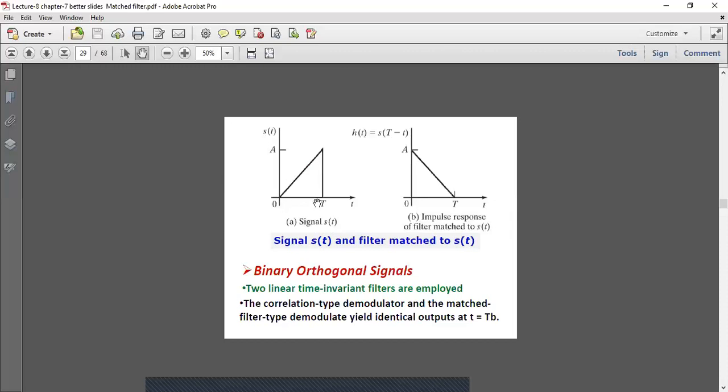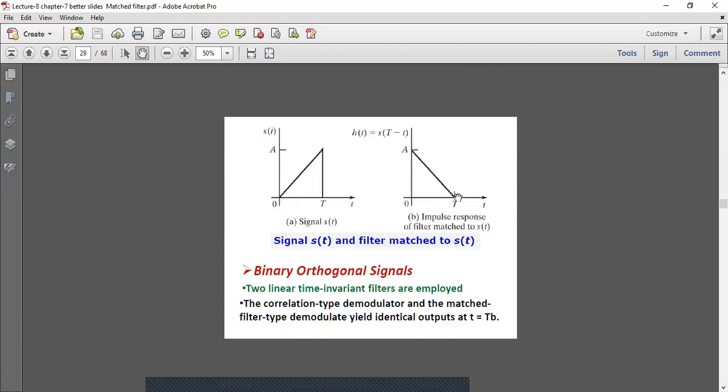Sorry, this signal was transmitted, then its time reversal will be like this. So the time reversed signal is a mirror image of this signal. Then we will add in time plus capital T, so we shift it and it will come over here and look like this. So this is a matched filter for the transmitted signal.